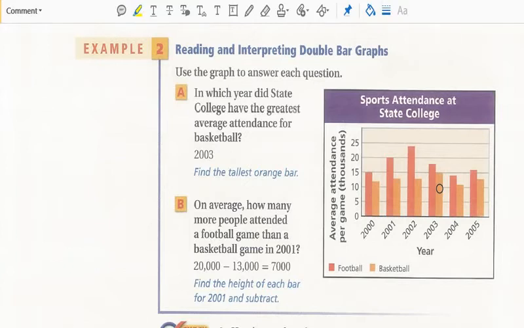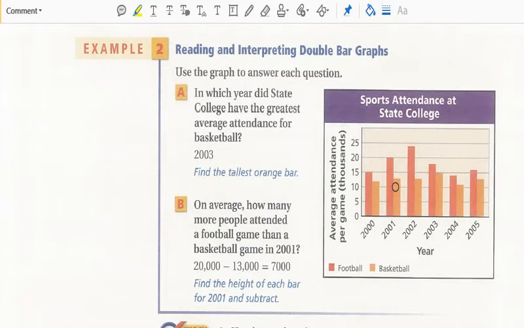It's 2003. It's very easy. On average, how many more people attend a football game than a basketball game in 2001? So look at 2001. For football, how much is the attendance? 20. Concentrate, it's in thousands, so 20,000. And how many for basketball?